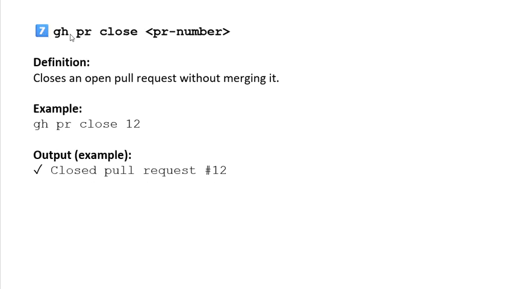The last pull request command is gh pr close, followed by the pull request number. The definition is to close the open pull request without merging it. The example is gh pr close 12, and the output is that the pull request is closed.